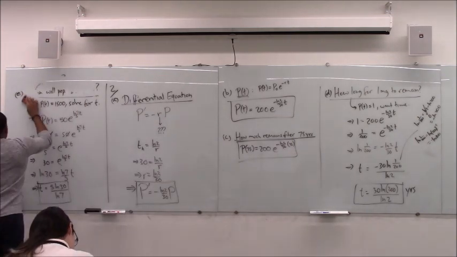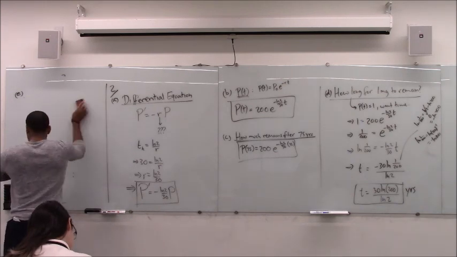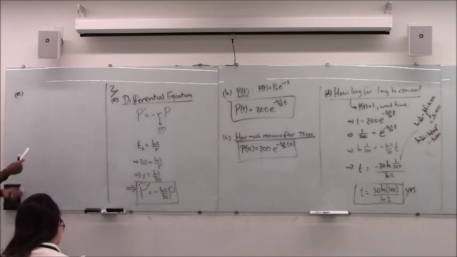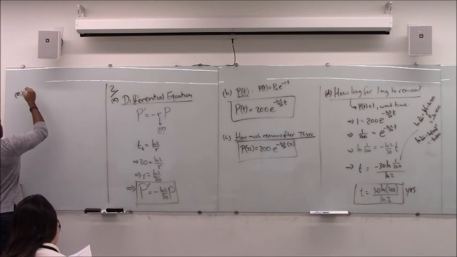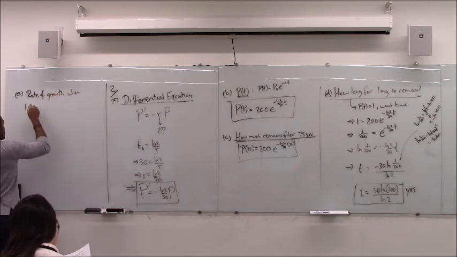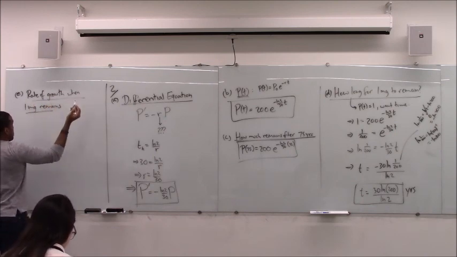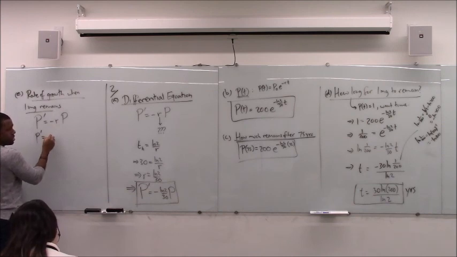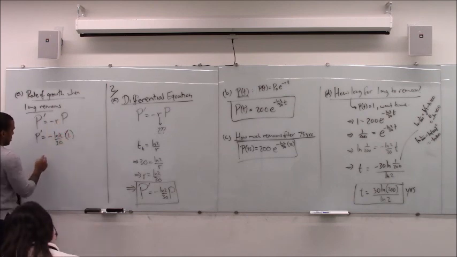E. What is the rate of growth at the time there's 1 milligram remaining? The rate of growth is just minus RP, and I know what R is, it's ln 2 over 30, and we're told that the remaining is 1, so it's just minus ln 2 over 30.